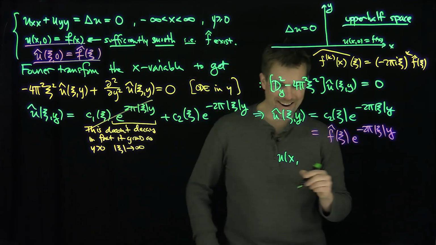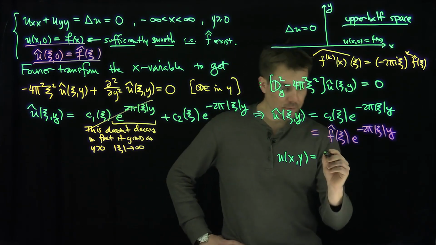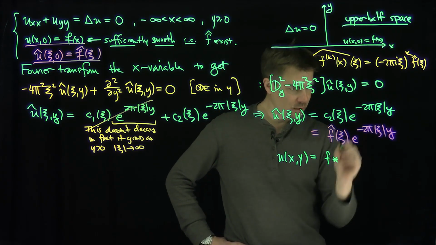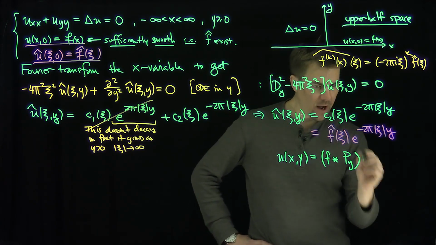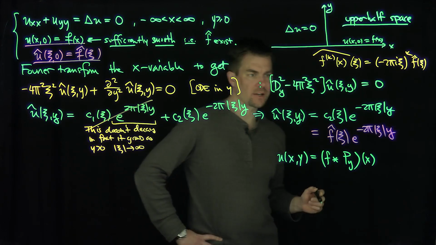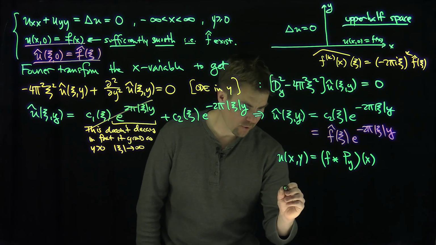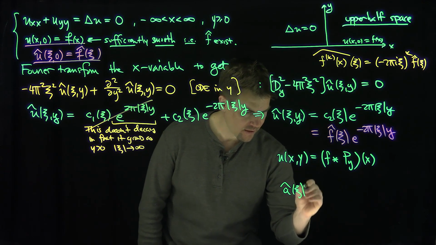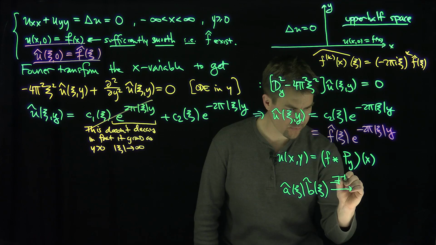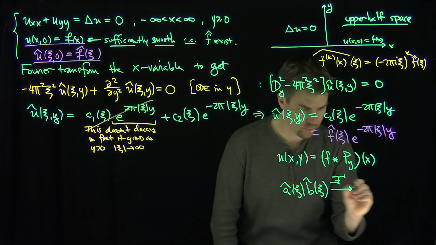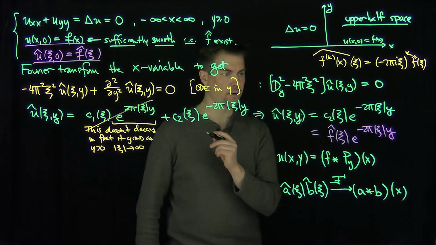Good, okay. All right, u of x and y is going to be f convolved with P_y of x. Because the general rule is that if I have a hat of xi times b hat of xi, then the inverse Fourier transform of the product of two Fourier transforms is just the convolution a * b of x. So that's the fact we're using over here.